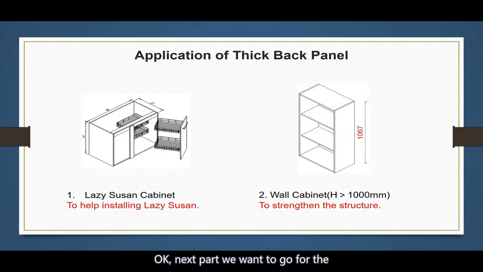Okay, next part we want to go over the applications of the thick back panels, which are also common variations of our standard structures. The first one is the lazy Susan cabinets. It needs these panels to be thick back panels to install the lazy Susan. So by default, these cabinets will have thick back panels. We don't need to worry about this too much. And the second part, which we sometimes need to set ourselves, is that when the wall cabinet height is above 1,000 millimeters, we have to use thick back panels to make the structure strong enough.